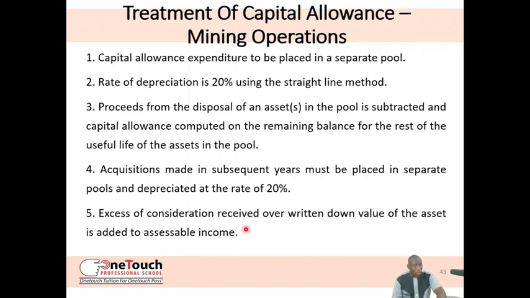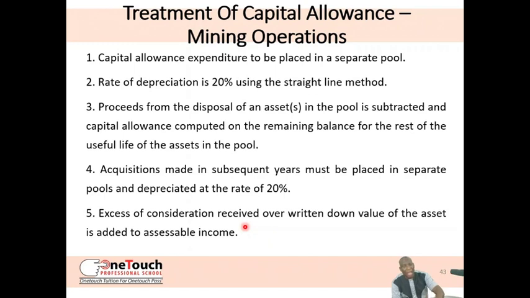Under petroleum, it is not the excess, it is the whole proceeds which is added to income and taxed using the 35%. But under mining, please, you must first subtract the proceeds from the written down value of the pool. It is only when the proceeds is more than the written down value of the pool that the excess of the consideration received will be added to the assessable income and taxed using the corporate tax rate. That's the only difference. Apart from that, that's all.